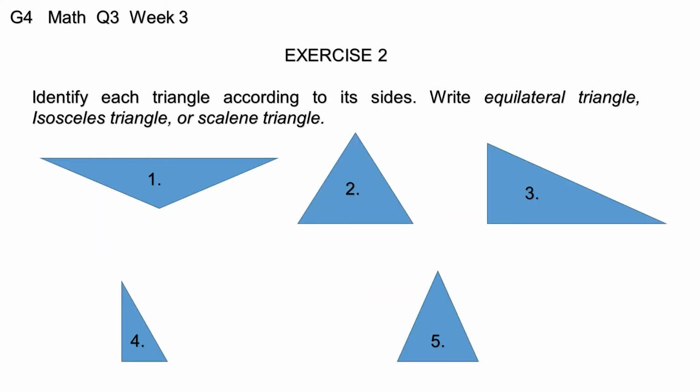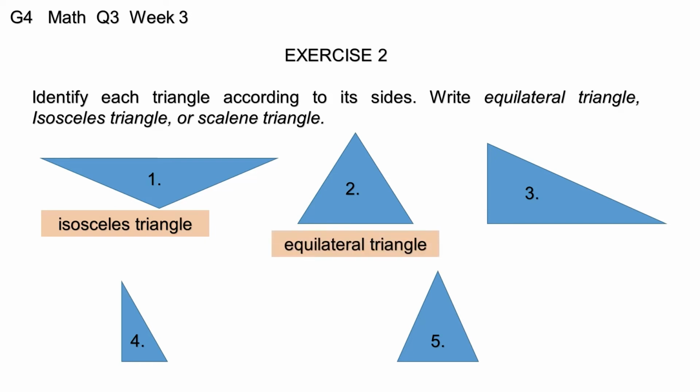Exercise number 2. Identify each triangle according to its sides. Equilateral triangle, isosceles triangle, or scalene triangle. So, number 1, what do you think? Number 1 has two equal sides. We call it as an isosceles triangle. Number 2, 3 equal sides yan. Tatlo pare-parehas yung sukat. You call it as an equilateral triangle. Number 3, yan, magkakaiba yung sukat ng lahat. So, you call it as a scalene triangle.